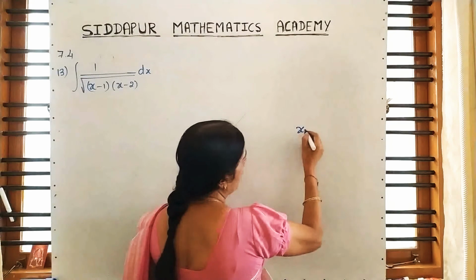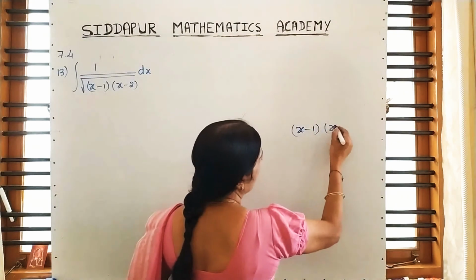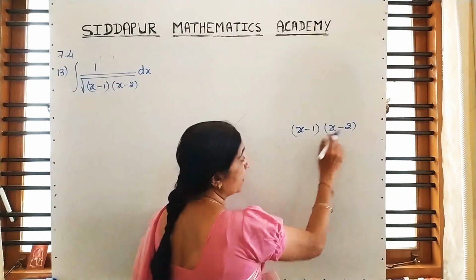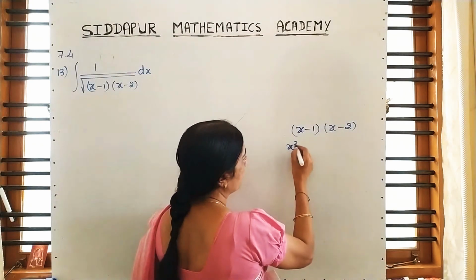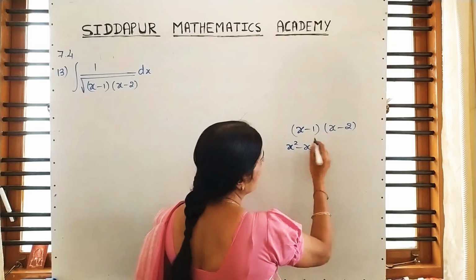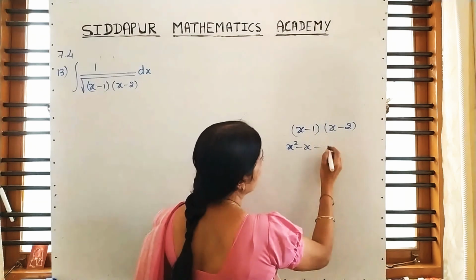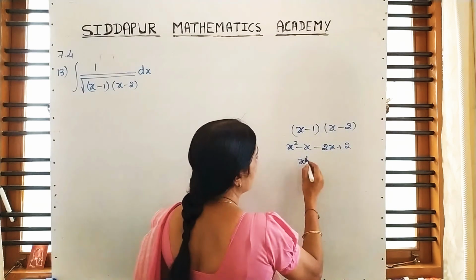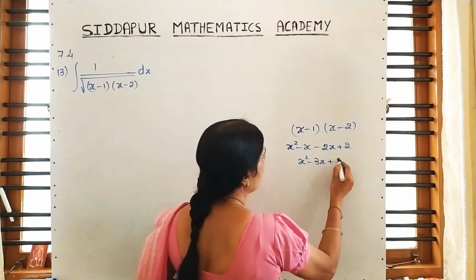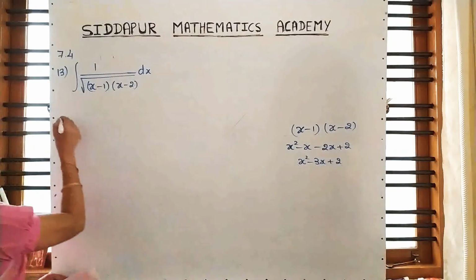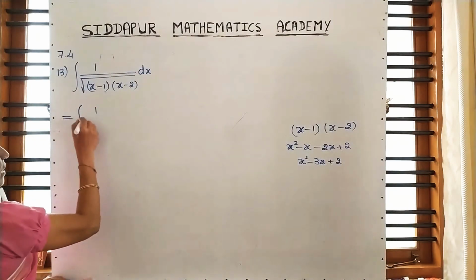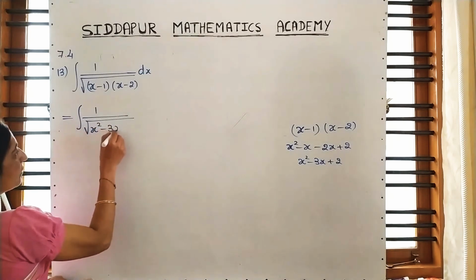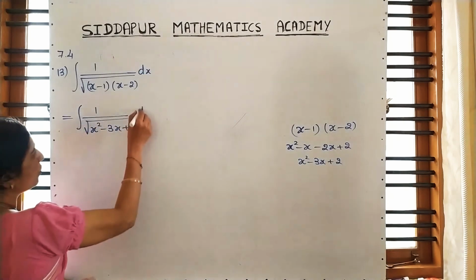See, we cannot apply partial fractions because they are under a square root. First, on the side, write down those factors and multiply. Make a quadratic equation. So write down, it is x square minus 3x plus 2. So it is integration of 1 upon root of x square minus 3x plus 2 dx.